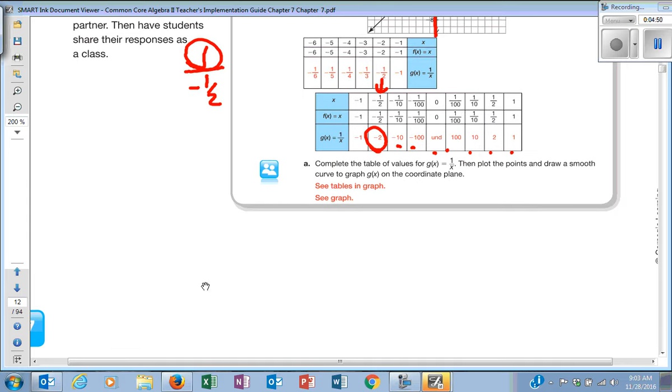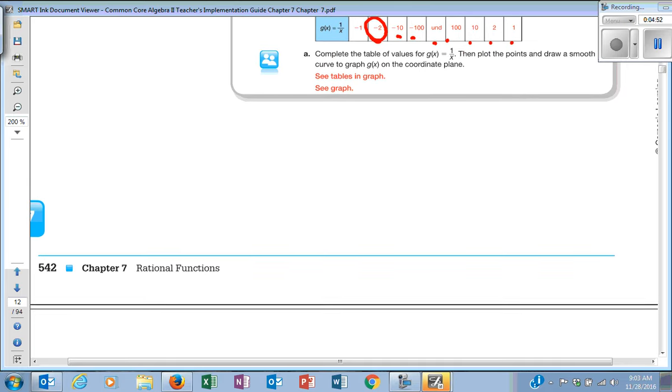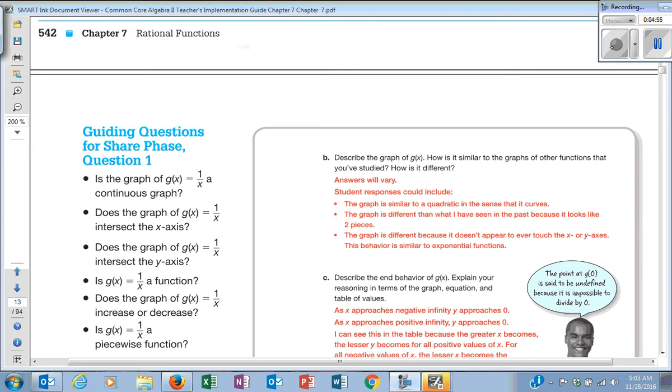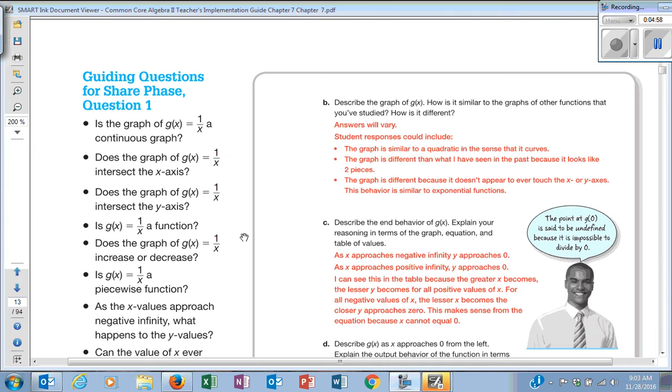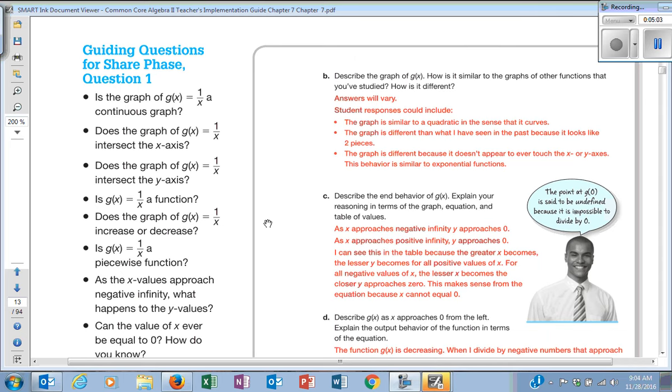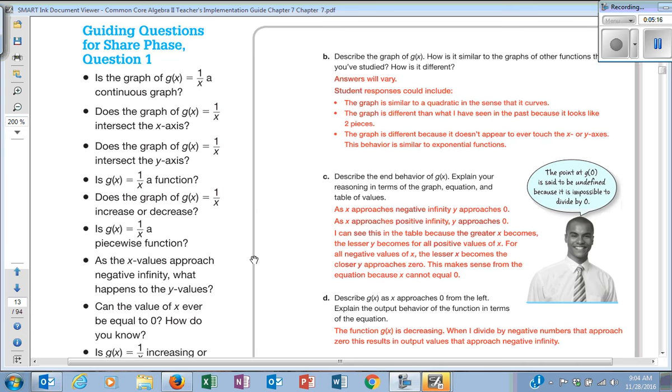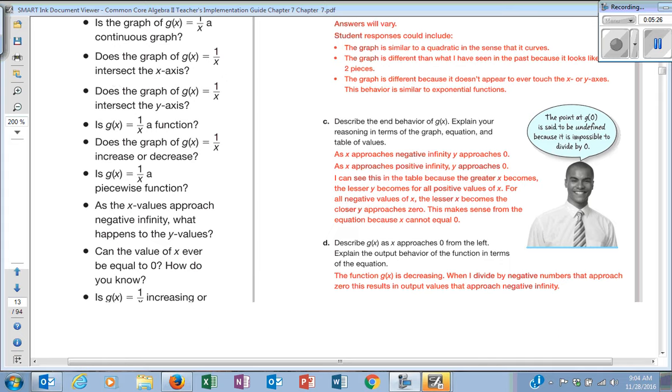But that's completed the table. All right, so we're going to go through some problems. It said describe the graph g of x. How is it similar to the other functions you studied? How is it different? So you might say that this graph is similar to quadratic because it's curved. The graph is different because I've seen in the past, now this thing has two different pieces, whereas before they've only had one. The graph is different because it doesn't look like it touches the x or y axis. The behavior is similar to exponential functions, so we're going to talk more about those things.